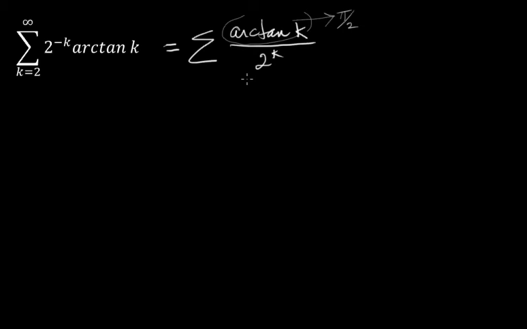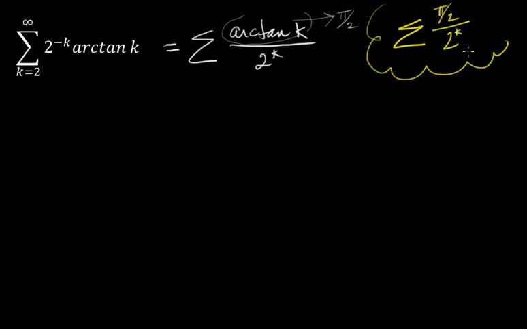I'm going to put the b sub n's in a different color. Let's compare it to, this is what I'm thinking, pi over 2 over 2 to the k, which is geometric and converges. r would be 1/2. This is pi over 2 times 1/2 to the k. So that's what I'd like to compare it to, and let me show you how we would do it.